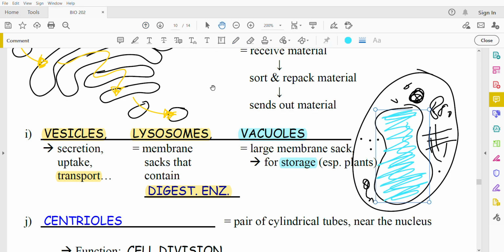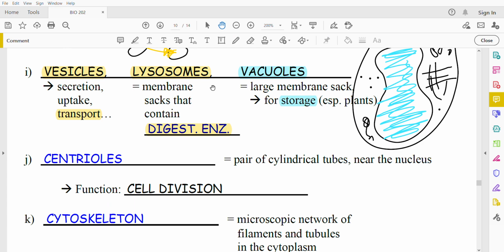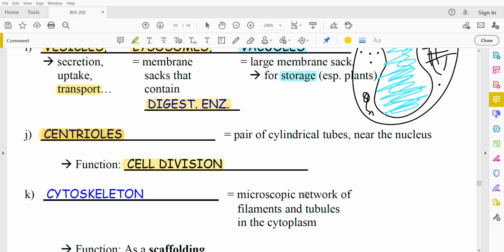Okay, a few other things that we see within the cells, and this is something that's going to become much more familiar as we continue and we start talking about cell division, DNA, and so on. Centrioles, they're a pair of cylinder tubes, and they're located usually close to the nucleus, and they really play a role when the cell divides. So at that time, we'll have a look at the centrioles when we address that a little bit more.